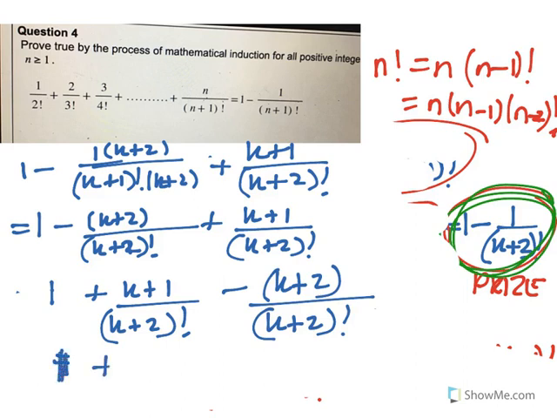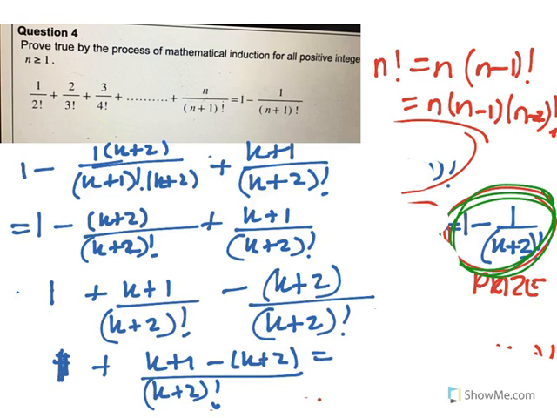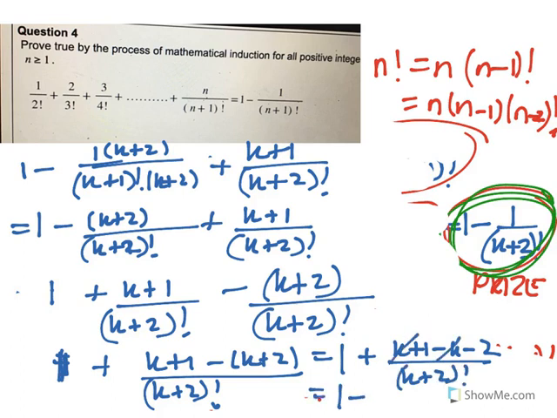And then if you look at that, that would be 1 plus k plus 1 minus k plus 2 over k plus 2 factorial. So it's 1 plus k plus 1 minus k minus 2 over k plus 2 factorial, which is 1 minus, the k's go out. See, it's 1 minus 2 is minus 1 over k plus 2 factorial. And that was my prize. So it equals the right-hand side, proven.